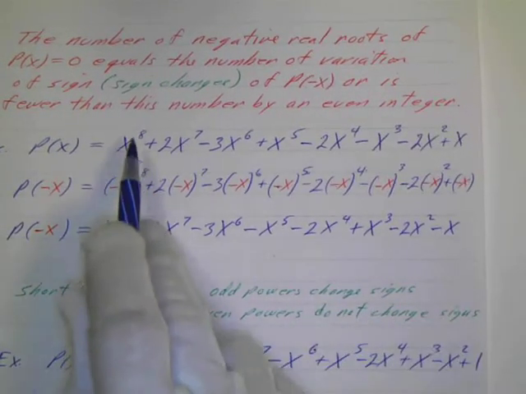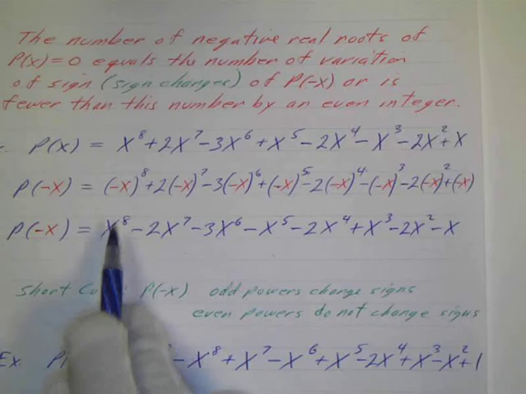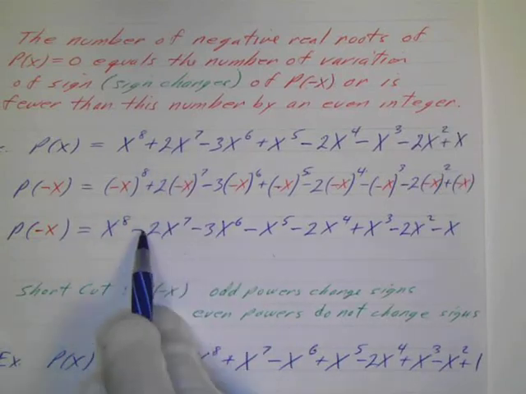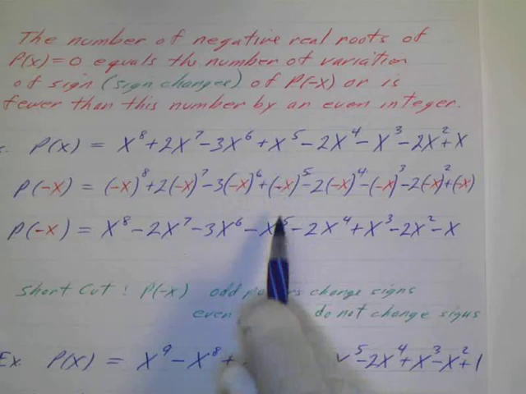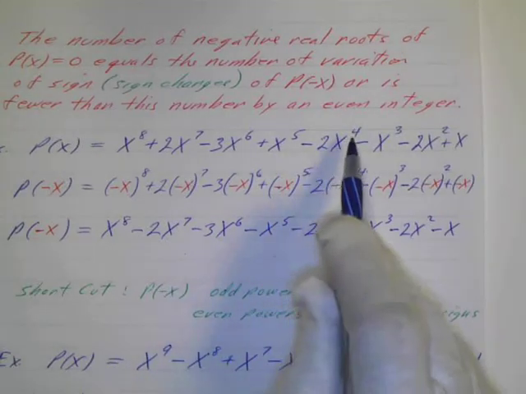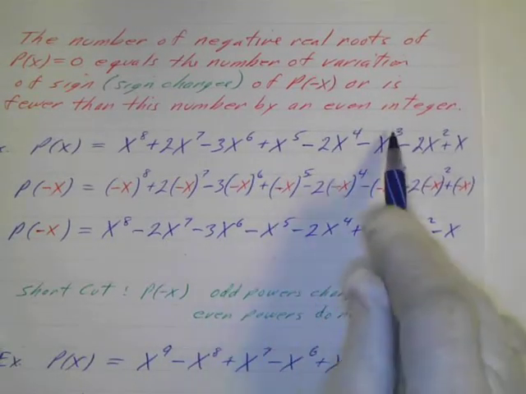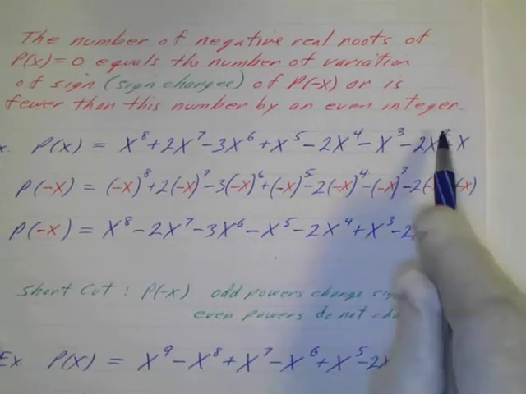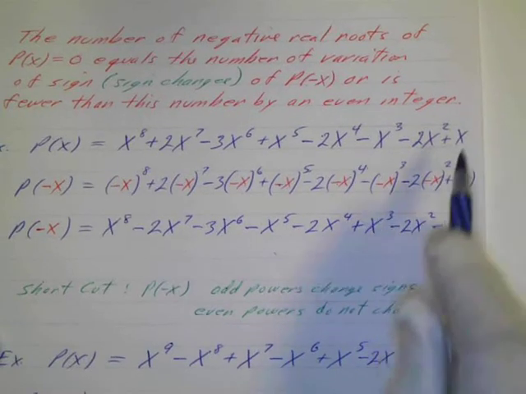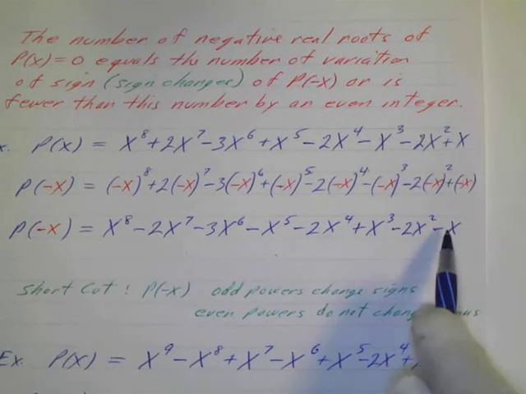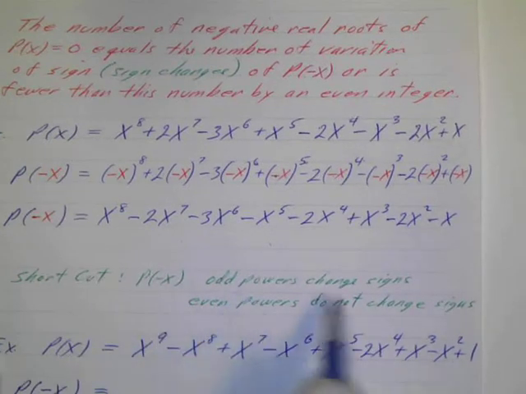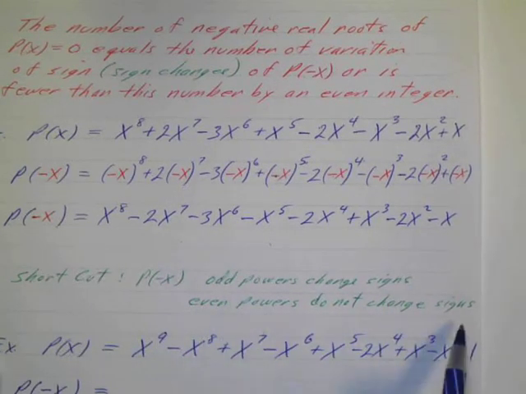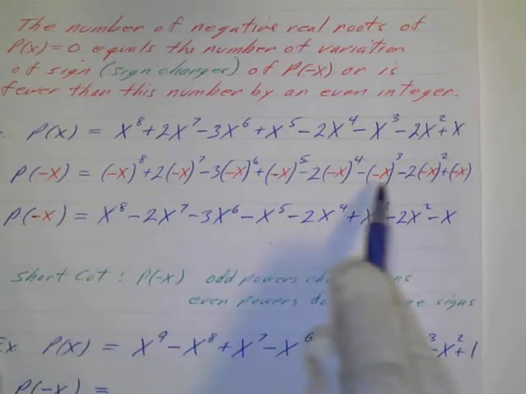Now notice that my even powers didn't change signs, but my odd powers change signs. Even powers stay the same. The odd powers change signs. Even powers stay the same. The odd powers change signs. Even powers stay the same. The odd powers, because that's the first power, change signs. So that's just a little shortcut you can use. When you're evaluating p of negative x, odd powers change signs. Even powers do not change signs, so you don't really have to do the substitution.